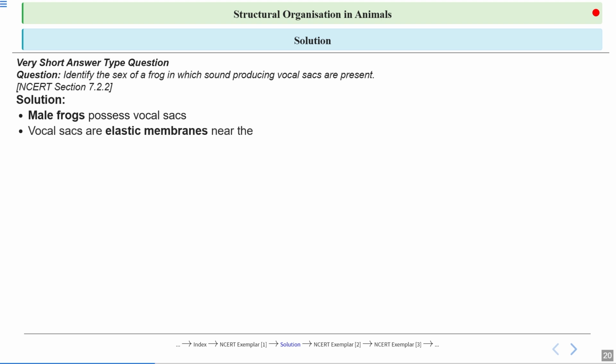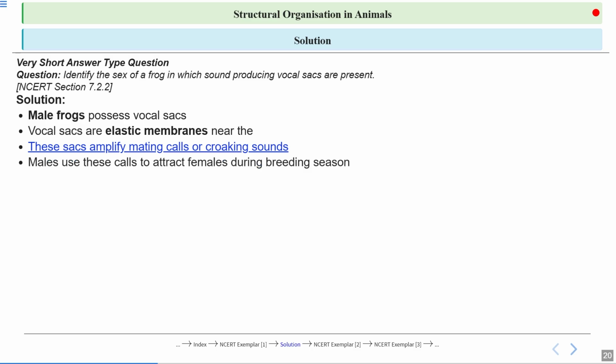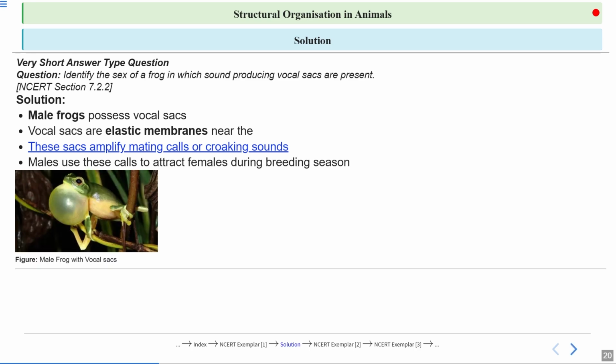Vocal sacs are elastic membranes near the neck region, and these sacs amplify the mating calls or the croaking sounds. Males use these calls to attract the female during the breeding season. And you can see here the picture of the vocal sac, right? With the help of this, they are producing the sound, right?